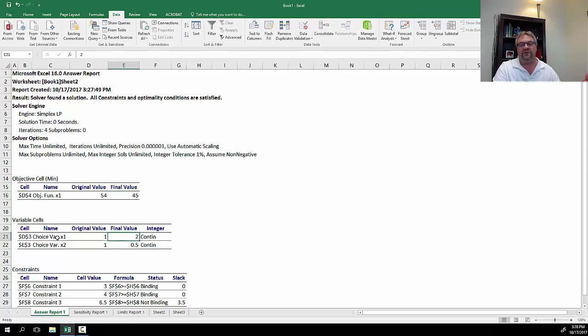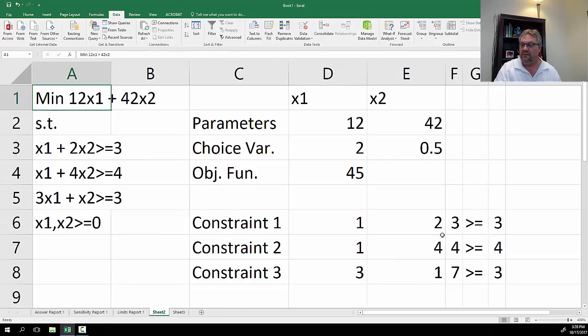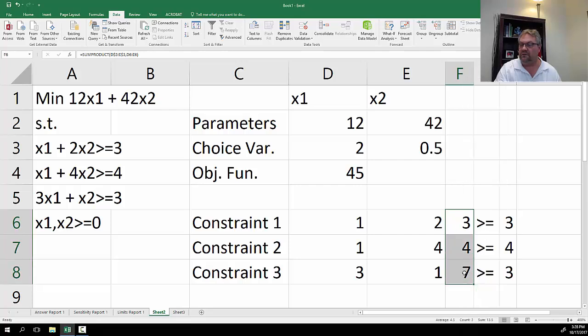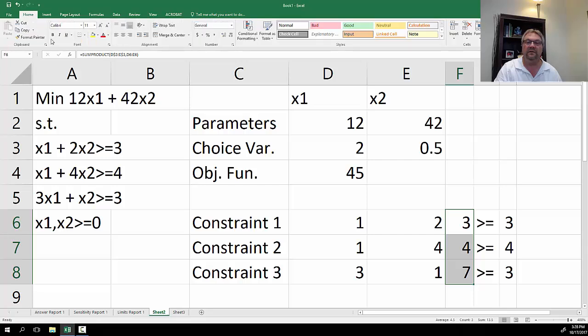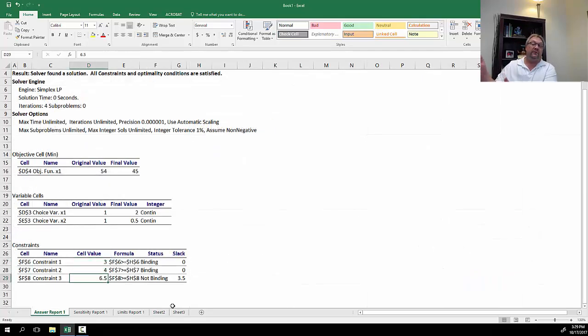The final value for choice variable 1 is 2. Final value for choice variable 2 is 0.5. Constraint 1 used up 3, right? Here they are. And what you can do, make comma format this. There we go. Sorry. Right, there's the 6.5. So 3, 4, 6.5. I say that because this is saying 6.5 and I was showing 7. That was just because I didn't have that cell properly formatted.